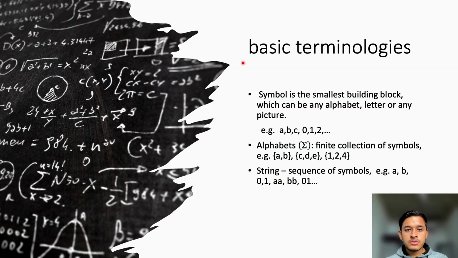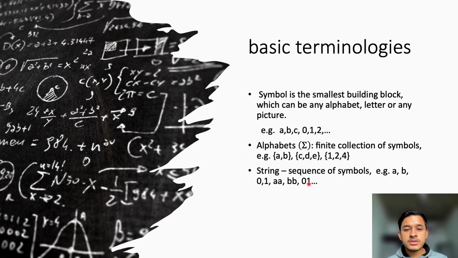The main motivation behind developing automata theory was to develop methods to describe and analyze the dynamic behavior of discrete systems. Before understanding the concept of finite state machine, we need to understand some basic terminologies. The first one is symbol, which is the smallest building block, which can be any alphabet, letter or picture. For example, A, B, C, 0, 1, 2 and so on. The second one is alphabet, which is denoted by sigma, and it is a finite collection of symbols. For example, the set of A and B is a set of 2 symbols, the set of C, D, E is a set of 3 symbols and so on.